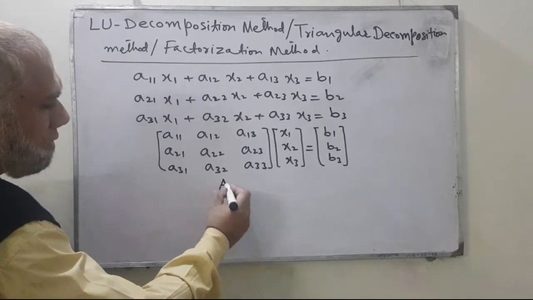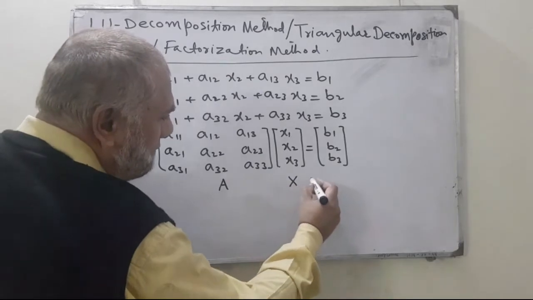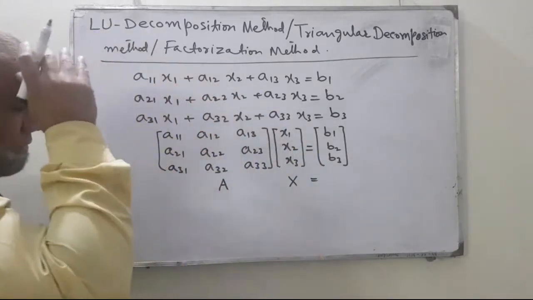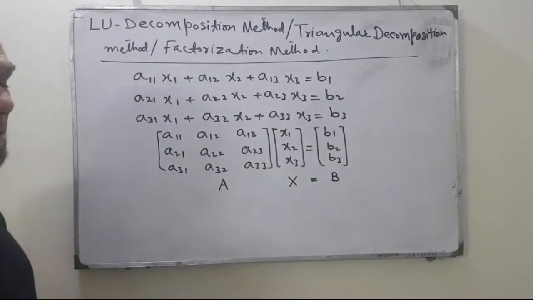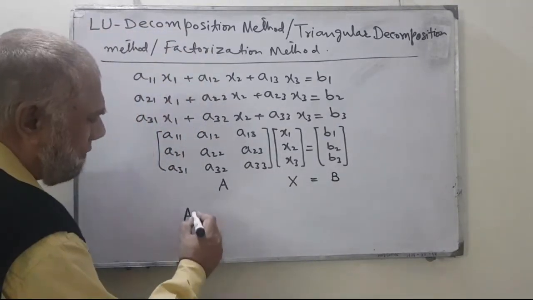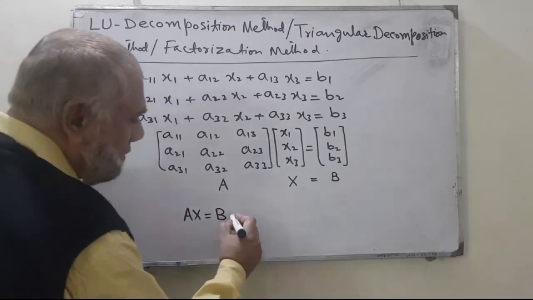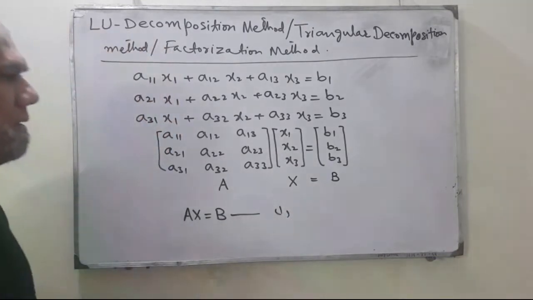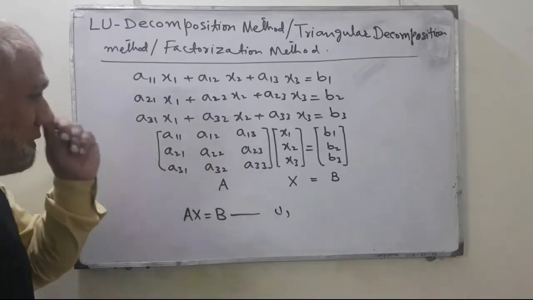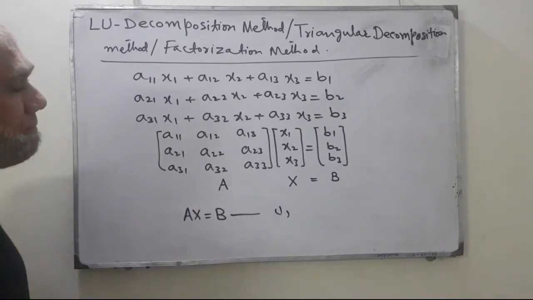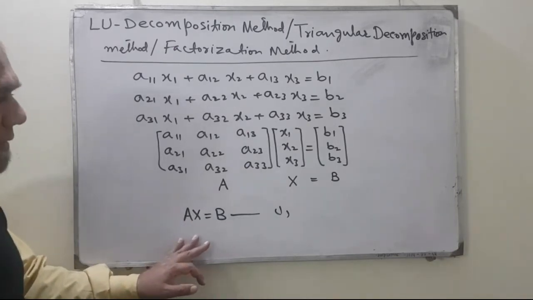Generally, we denote this coefficient matrix by the letter A, the unknowns by the letter X, and the right side by the letter B, in the form AX is equal to B. Let us call this your first equation. These subscripts represent the corresponding positions of the elements in the matrix. And now from here the procedure starts.